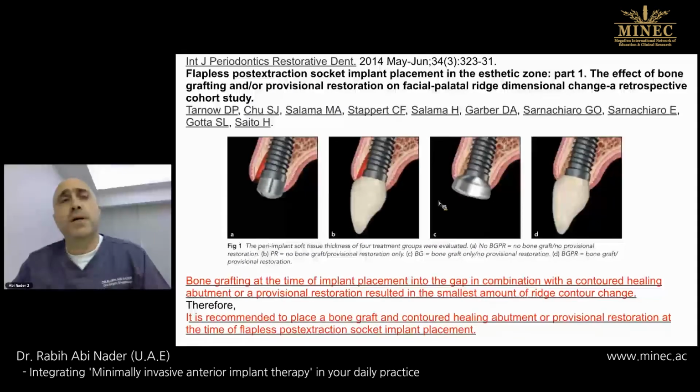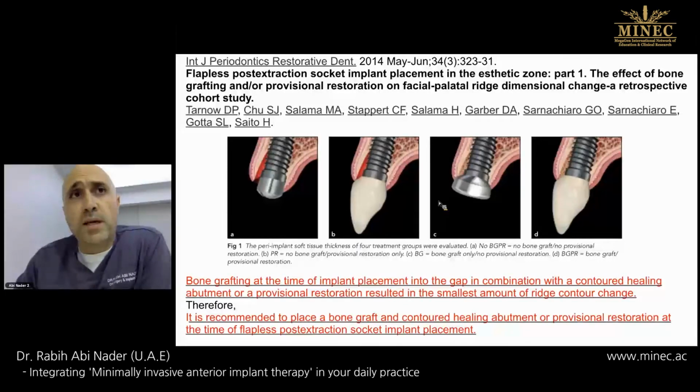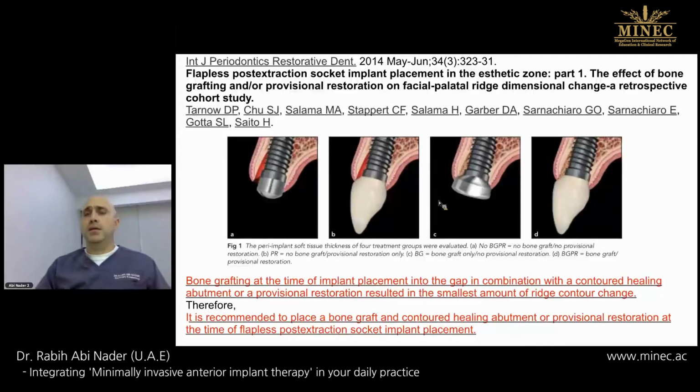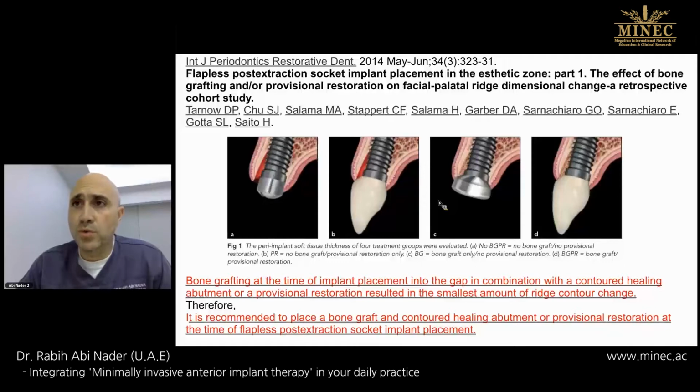This study by Tarnow included around 45 patients where they did extraction and immediate implant placement without socket preservation, extraction and implant with temporization, and here with healing abutment and bone graft, and healing abutment and temporization. They compared the shrinkage of the ridge, and they found that bone grafting at the time of implant placement into the gap, in combination with a controlled or contoured healing abutment or a provisional restoration, resulted in the smallest amount of ridge contour change.